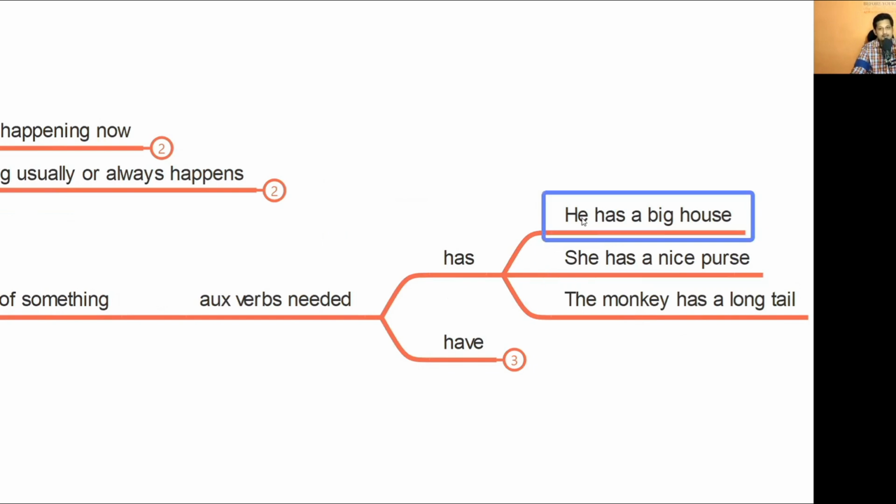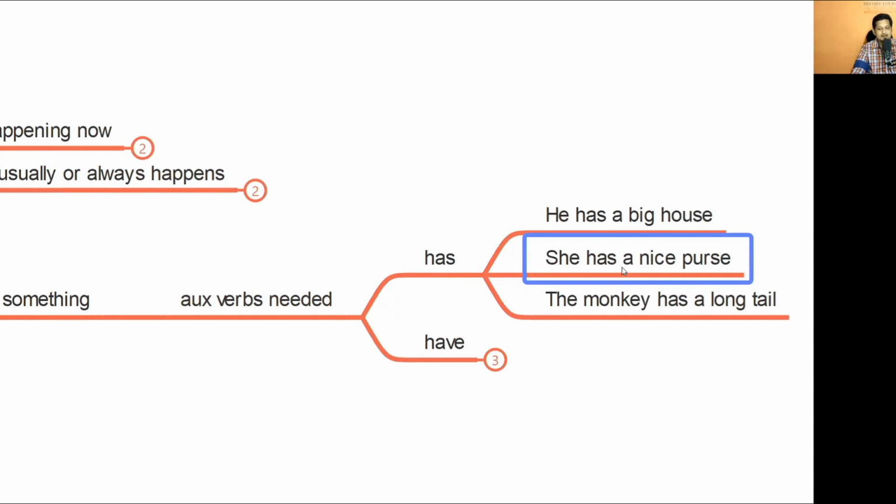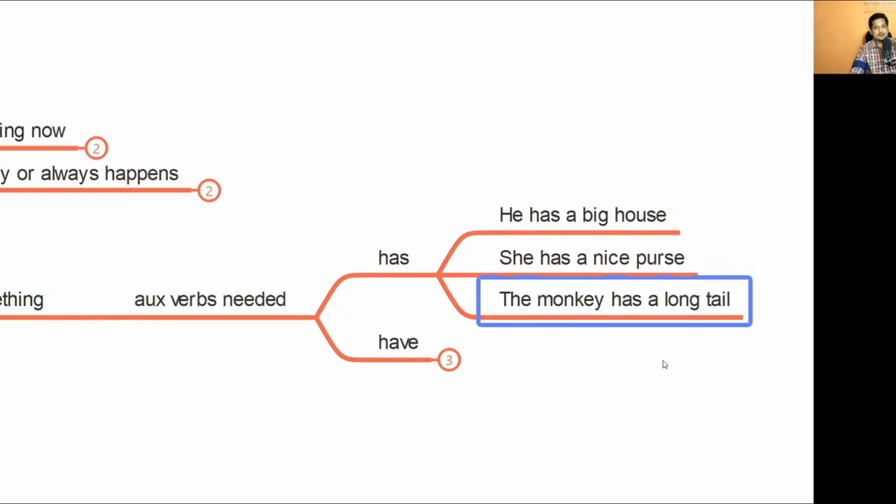Whenever you're using he, she, the, or it, you can use has. For example, he has a big house. Okay, that means he owns a big house right now. She has a nice purse, which means right now she is possessing, or she is the owner of a purse. Right? The monkey has a long tail. The monkey possesses a long tail. Right? Now here you're using has.